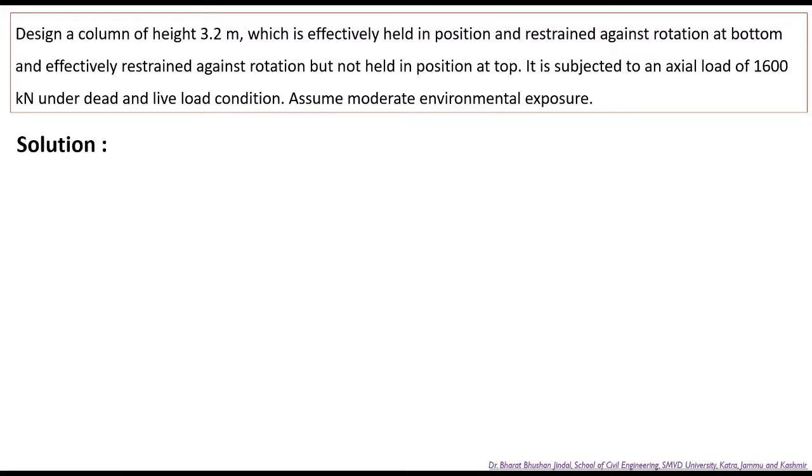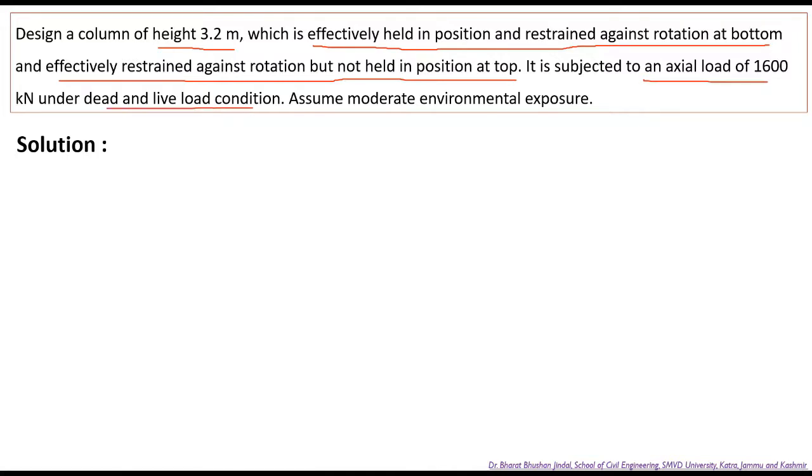So we have to design a column which has a height of 3.2 meter, and the end conditions are mentioned: effectively held in position and restrained against rotation at the bottom end, and effectively restrained against rotation but not held in position at the top. And this column is subjected to an axial load of 1600 kN under dead and live load condition, and we can assume moderate environmental conditions.